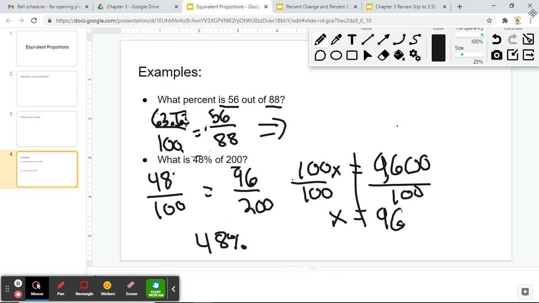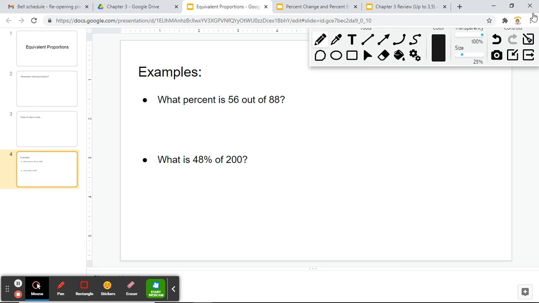All right, everybody, that was our equivalent fractions. So good luck on those next two problems.